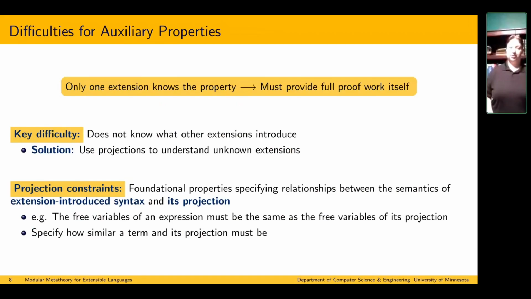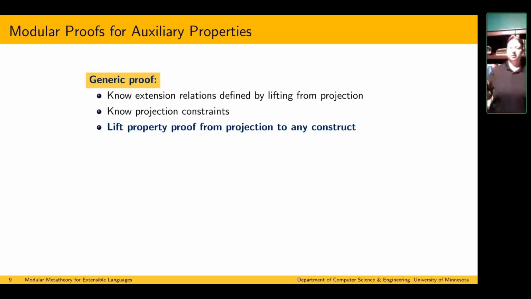These are foundational properties that relate the semantics of extension-introduced syntax to the semantics of its projection. For example, we might say the free variables of an expression have to be the same as the free variables of its projection. So these properties specify how similar a term and its projection must be. Then we can use this information to write a generic proof that will apply to proving the property holds for any construct from another extension.